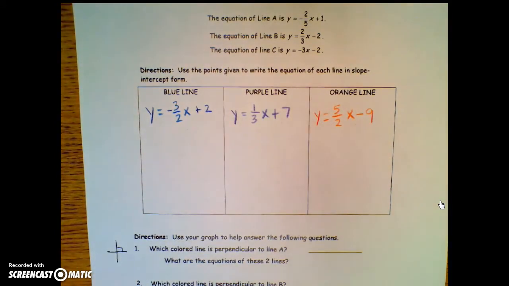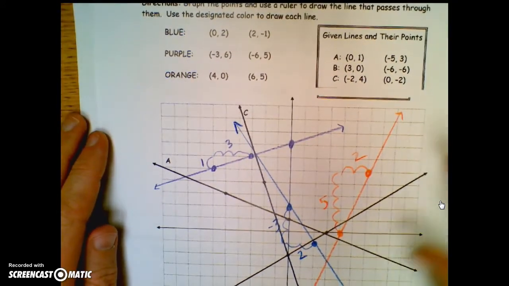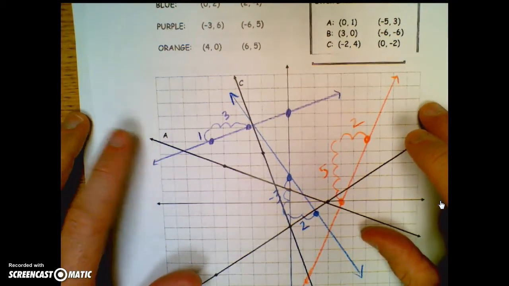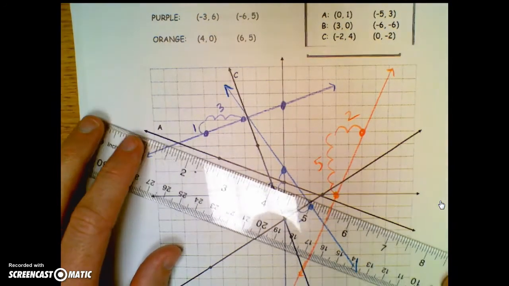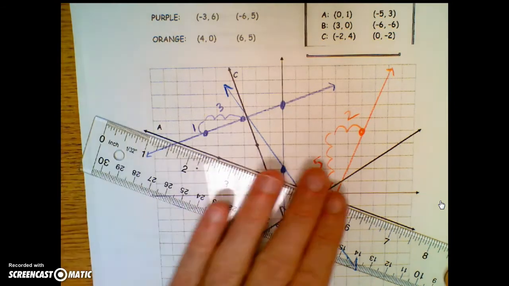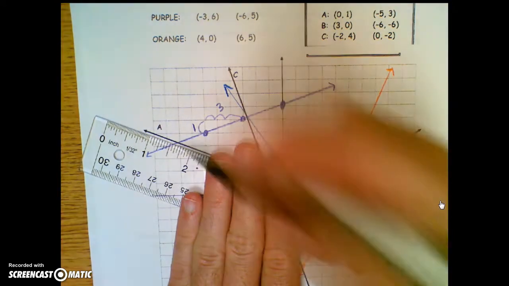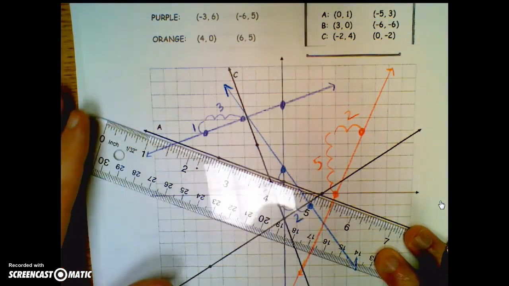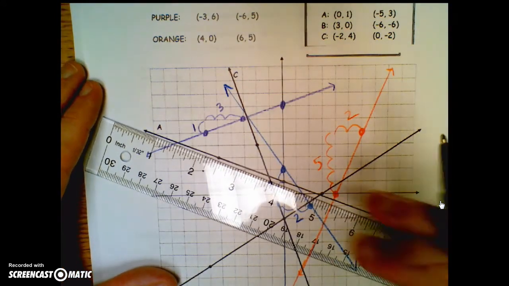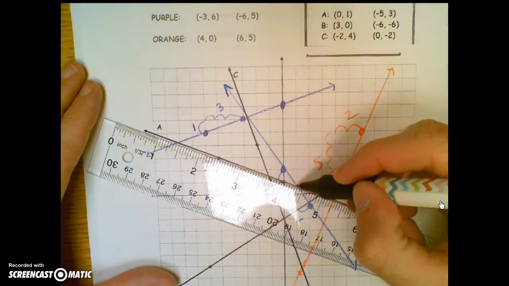So if I look at my graph, line A is this one, up on the left over here. As I trace over, I'll use my ruler just to help. Notice the purple line, that's not making a nice right angle. That's too slanted to be a right angle. So we'll keep looking. The blue line crosses over here, but that's not a nice right angle.